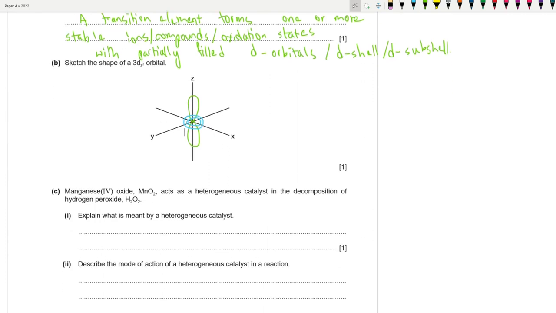Manganese(IV) oxide, MnO2, acts as a heterogeneous catalyst in the decomposition of hydrogen peroxide. Great. Explain what is meant by heterogeneous catalyst. So basically the catalyst is in a different phase compared to the reactant. Okay, so it's a solid essentially.